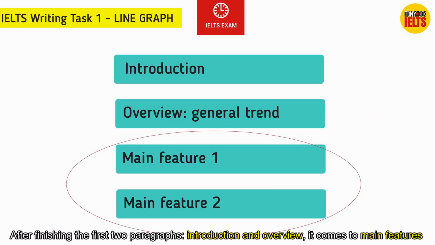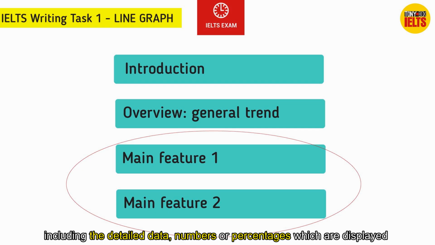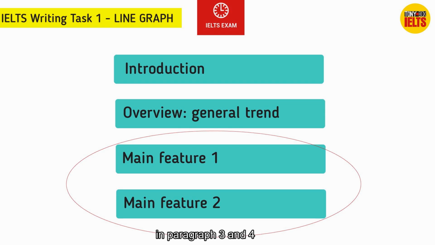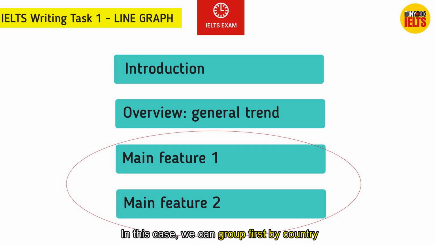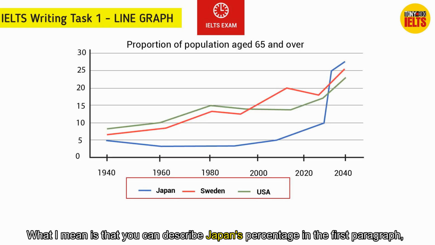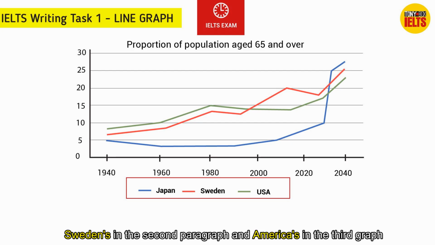After finishing the first 2 paragraphs, introduction and overview, it comes to main features, including the detailed data, numbers, or percentages, which are displayed in paragraphs 3 and 4. It is better to group the data with similar features or trends, so it is easier for an examiner to follow. In this case, we can group first by country. What I mean is that you can describe Japan's percentage in the first paragraph, Sweden's in the second paragraph, and America's in the third paragraph.